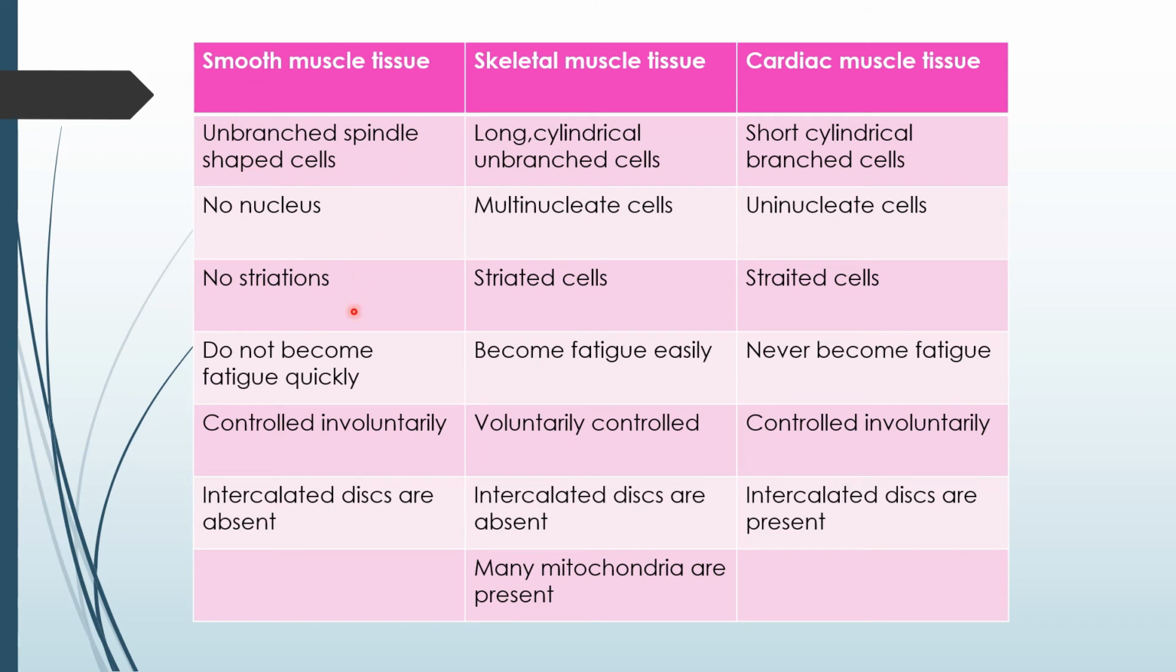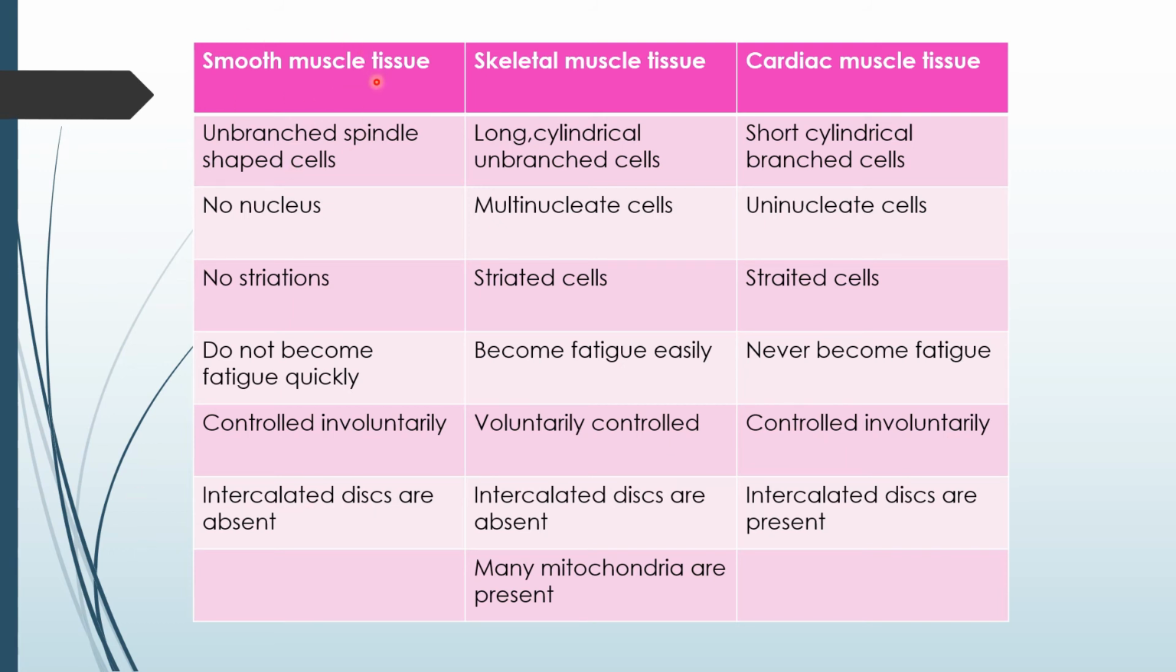Smooth muscle tissue is controlled involuntarily, that means it can work automatically, but skeletal muscle tissue is controlled voluntarily, that means we have to control skeletal muscle tissue. And also the cardiac muscle tissue is controlled involuntarily, that means automatically.